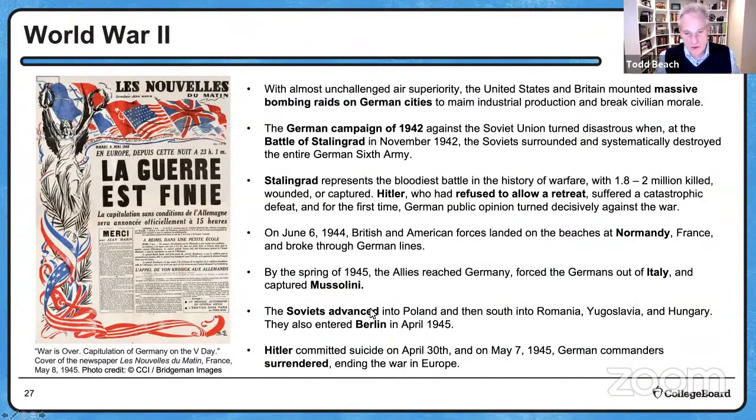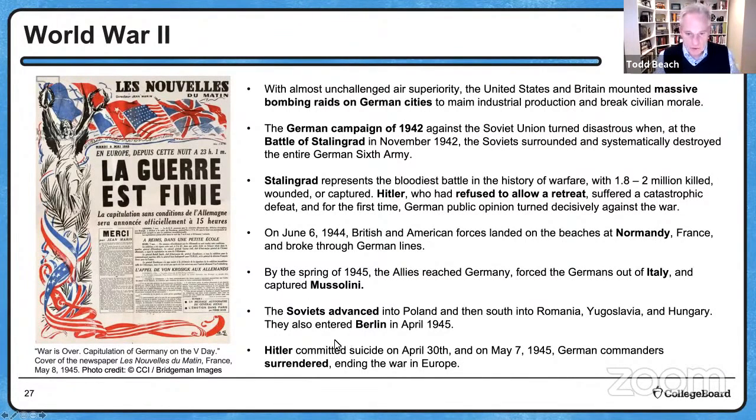Just to finish out the slide, the Soviets advanced into Poland, then into Romania, Yugoslavia, and Hungary. They also entered Berlin, April 1945. And so in your head, you can see the Soviets coming from right to left on the map, taking over into Germany, with the Allies, Britain and the United States, coming through France from left to right.